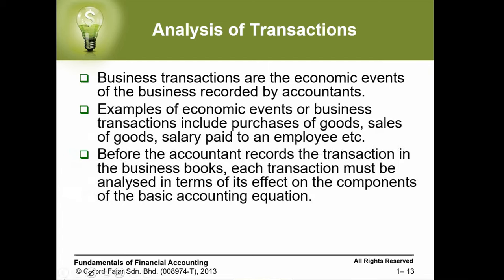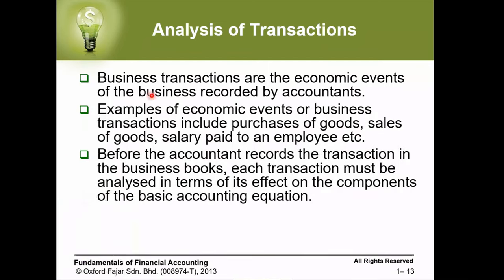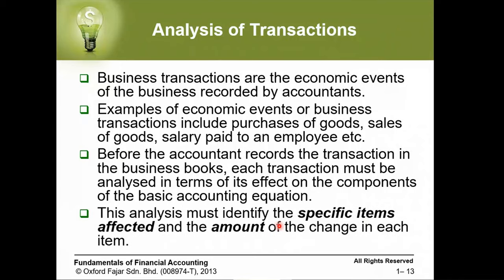Business transactions are the economic events of the business recorded by accountants. Examples of economic events or business transactions include purchases of goods, sales of goods, salary paid to an employee, etc. Before the accountant records a transaction in the business books, each transaction must be analyzed in terms of its effect on the components of the basic accounting equation.